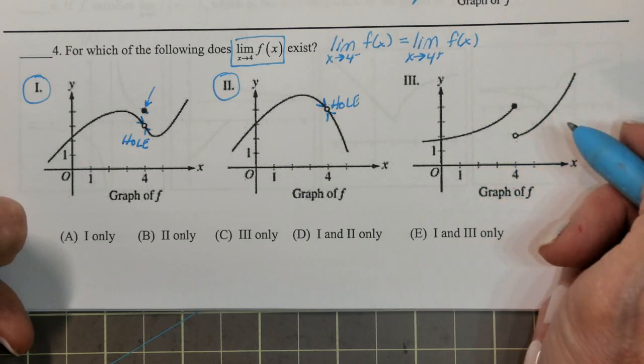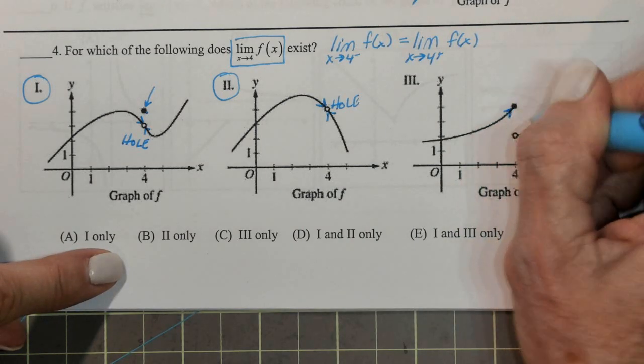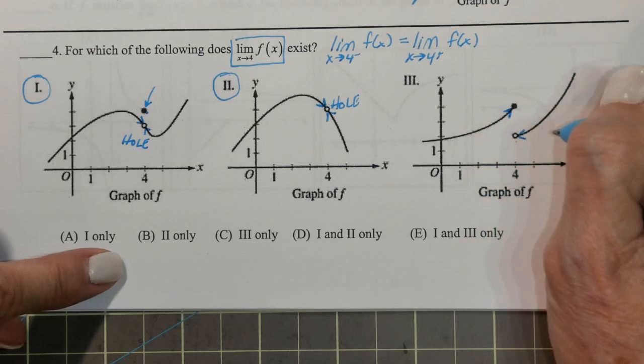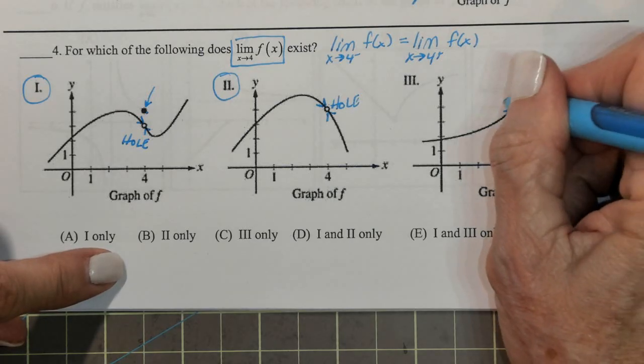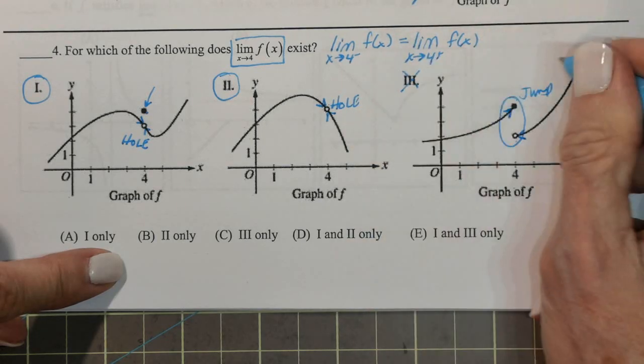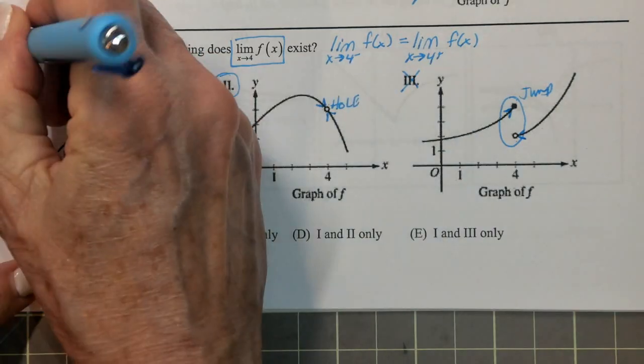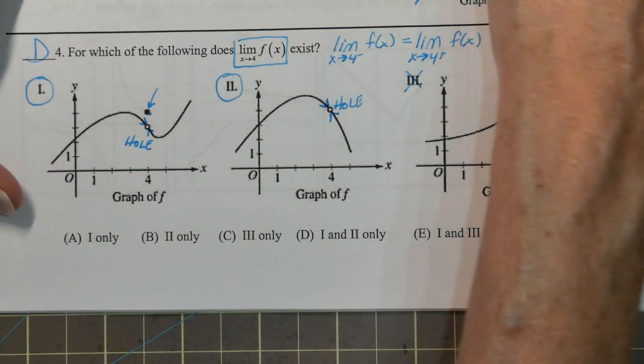Does not matter. Here, the limit as x approaches 4 from the left is not equal to the limit as x approaches 4 from the right. This is a jump, so we will not include that one because those two limits are not equal. So 1 and 2 only. Okay?